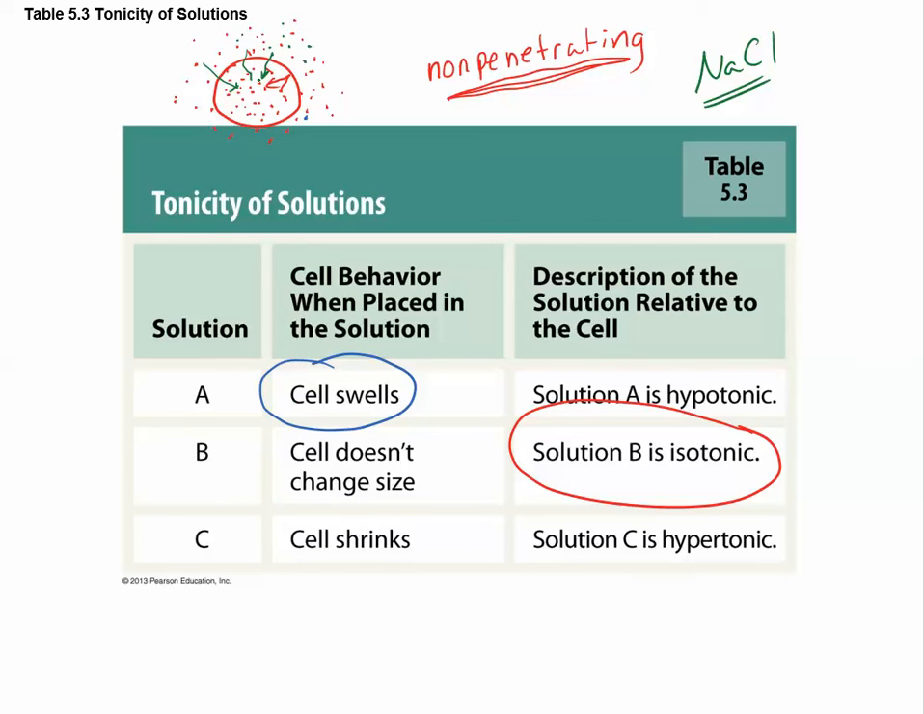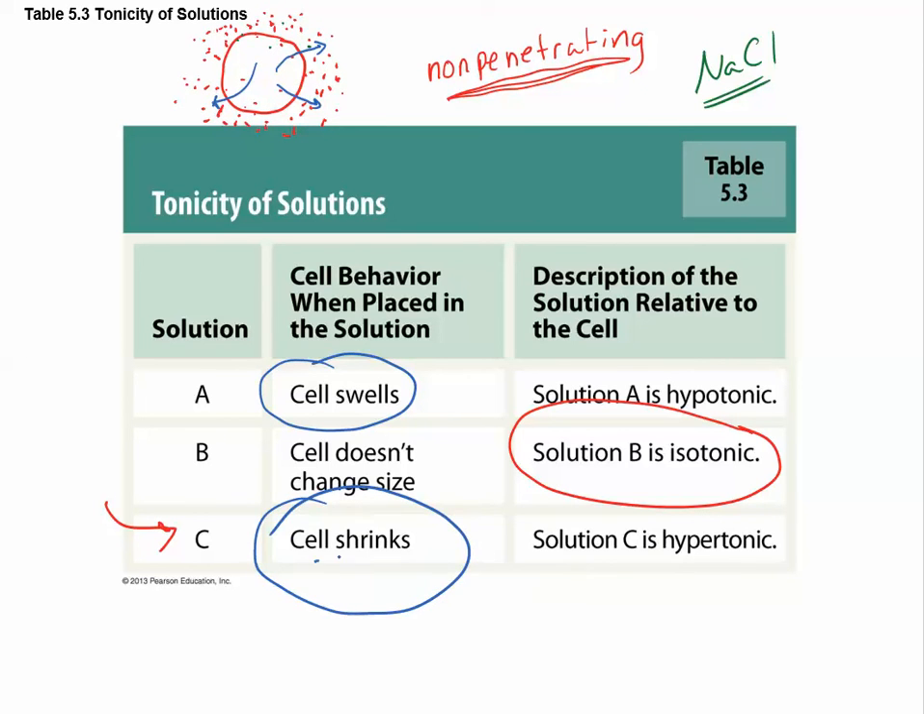If you end up with this last example, a cell, and we put in a hypertonic solution, so the solution on the outside is hypertonic, which means that it has more particles, then which way is the water going to move? If you said the water is going to move out, yes. These particles act like a sponge, that's how it works in my head, and they just suck that water right out of there and the cell will shrink. So hopefully that makes good sense to you.